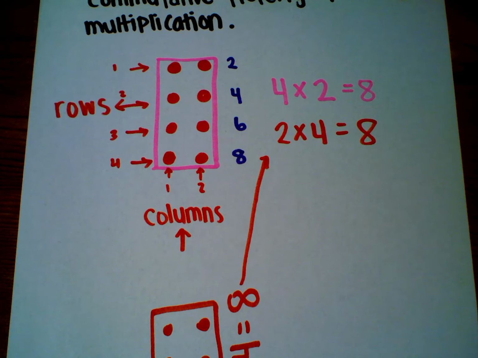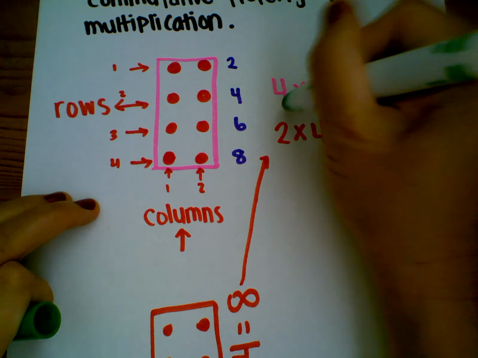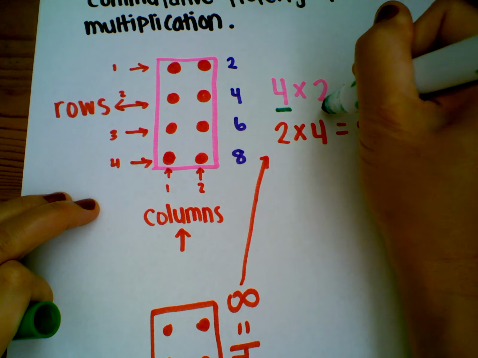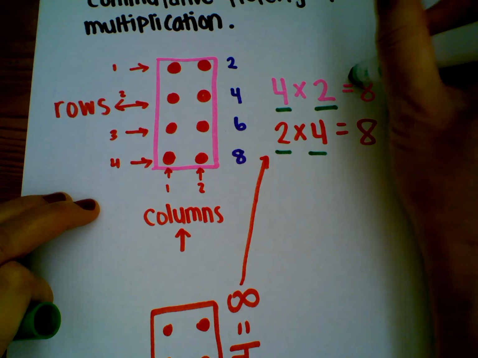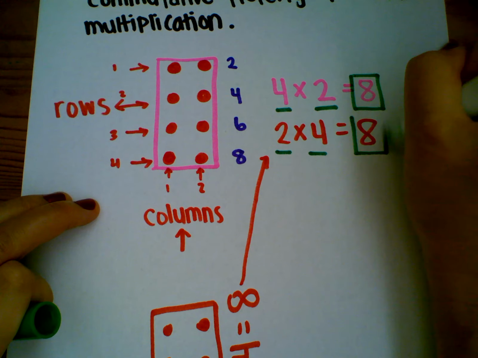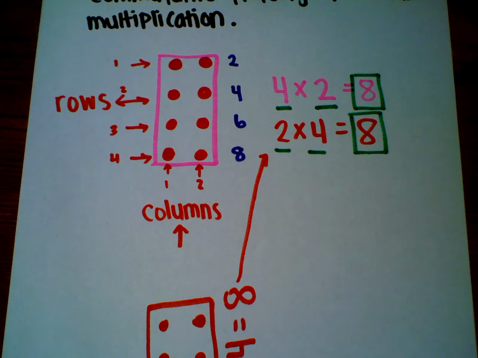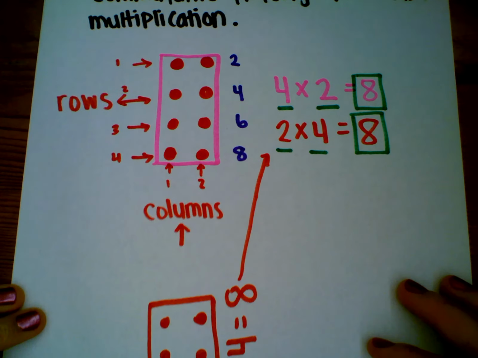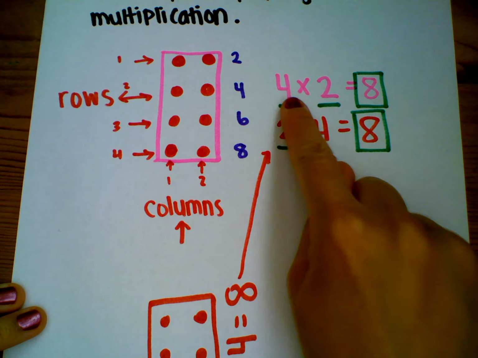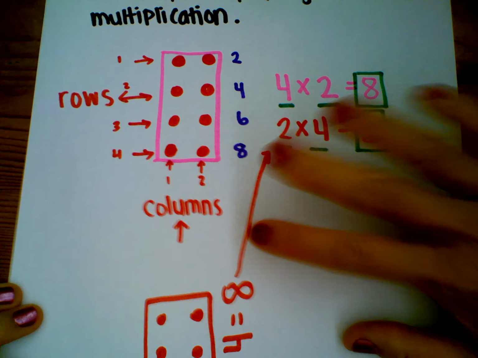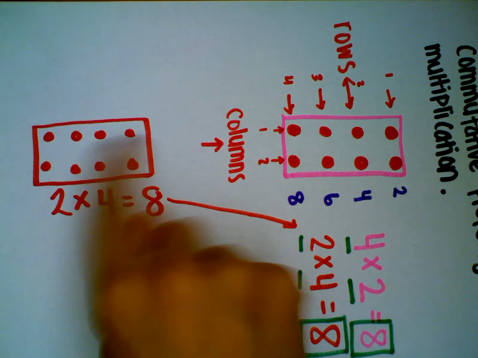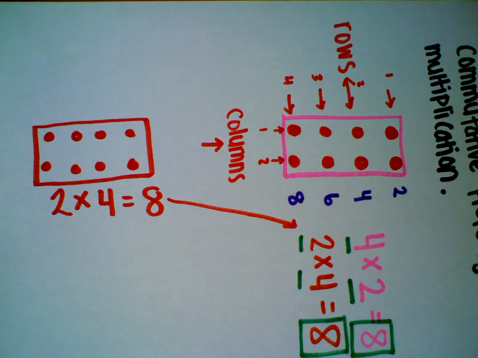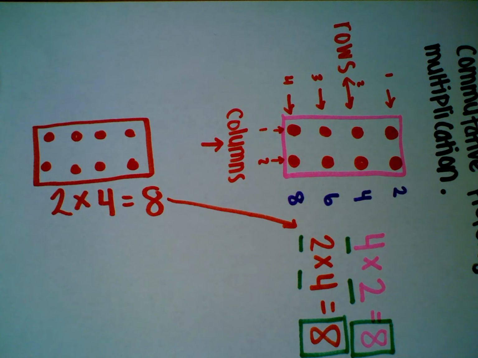So the commutative property tells us that it doesn't matter if you write the 4 first or the 2, or the 2 first or the 4, both 4 times 2 and 2 times 4 will still get you the same answer, 8. You take a look at the arrays. Remember the first one is 4 times 2 is equal to 8. But if I turn it sideways, oh, all of a sudden it becomes 2 times 4, but it's still equal to 8. Okay, so go ahead and do that on your paper, and then take a picture of it and post it on Seesaw.